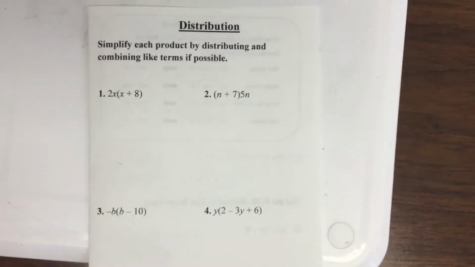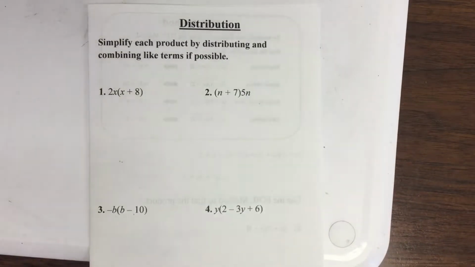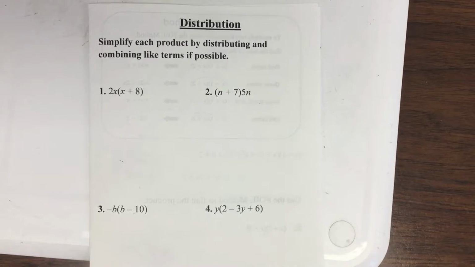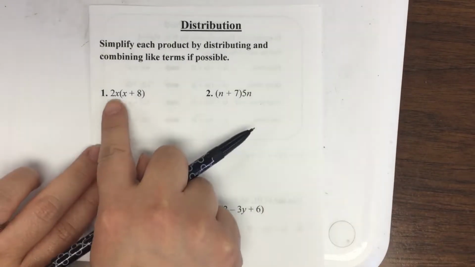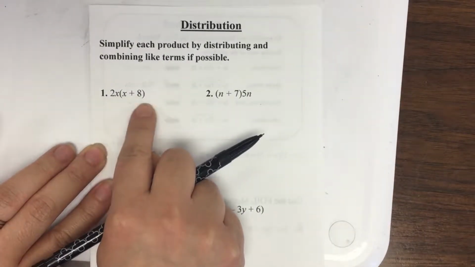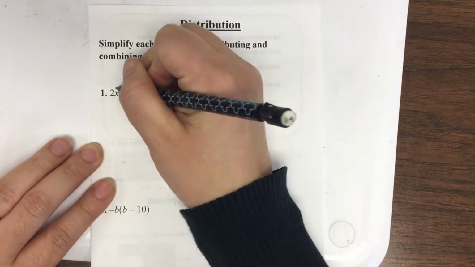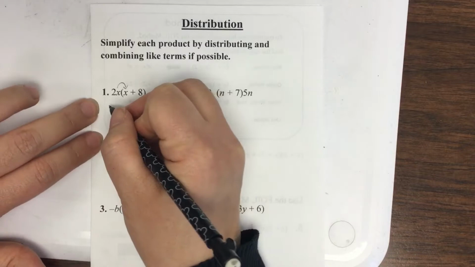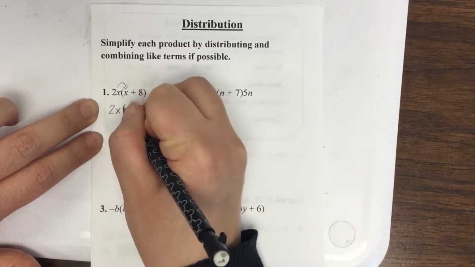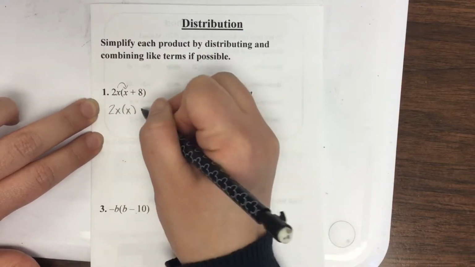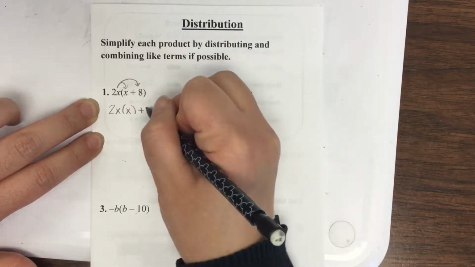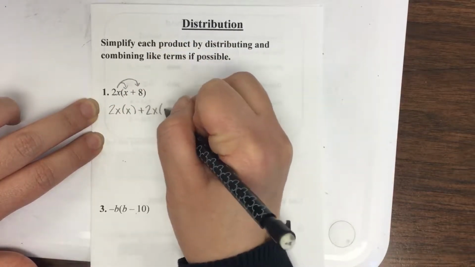So on here, we're going to revisit how to distribute. And when you distribute, it means you are multiplying everything outside the parenthesis to everything inside. So this means we have 2x is going to be multiplied by the x, and the 2x is going to be multiplied by the 8.